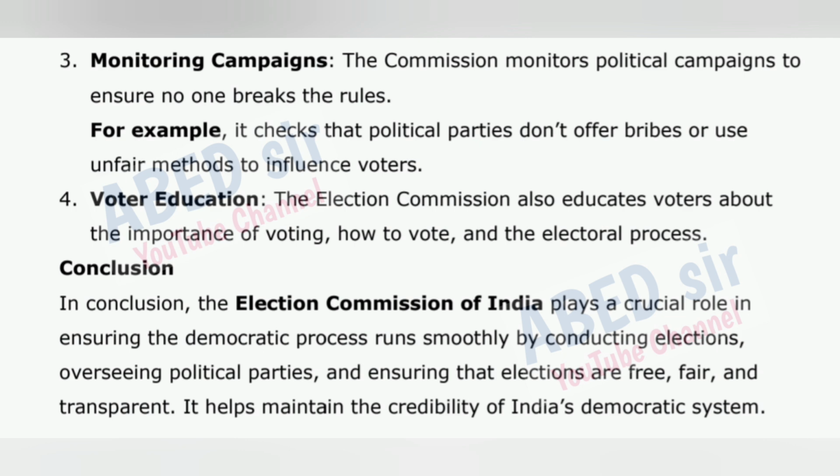4. Voter education. The Election Commission also educates voters about the importance of voting, how to vote, and the electoral process. Conclusion. In conclusion, the Election Commission of India plays a crucial role in ensuring the democratic process runs smoothly by conducting elections, overseeing political parties and ends.